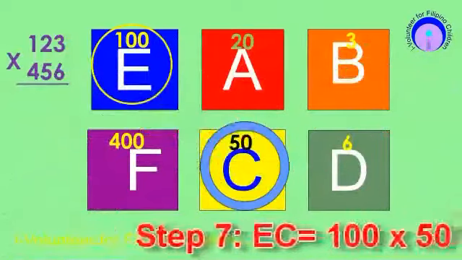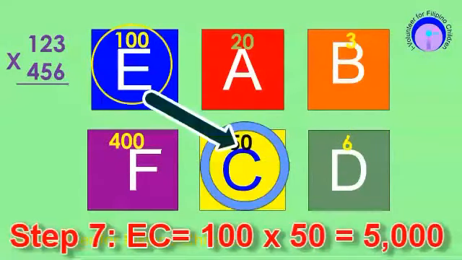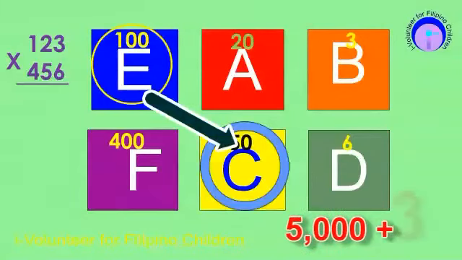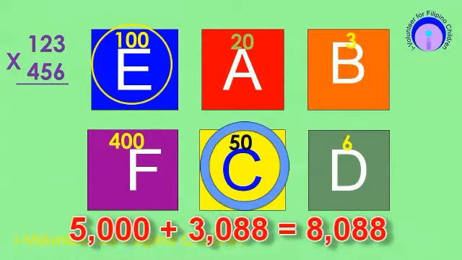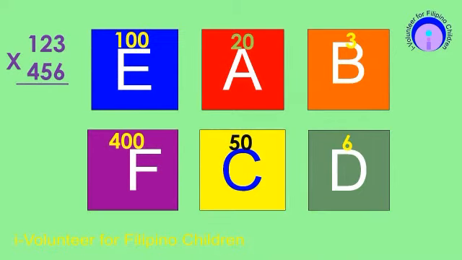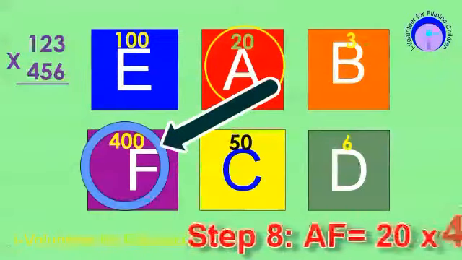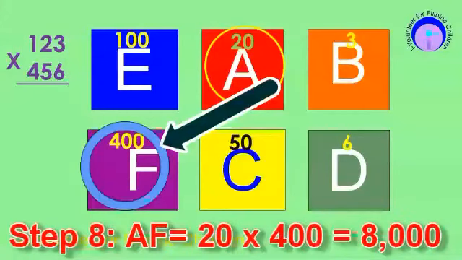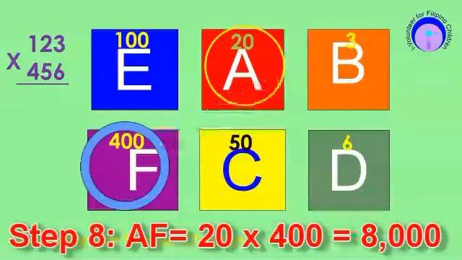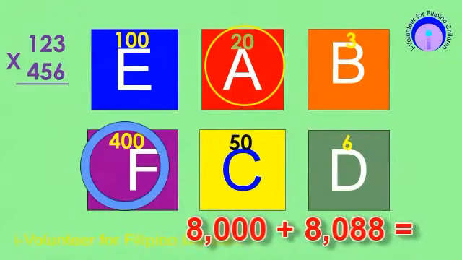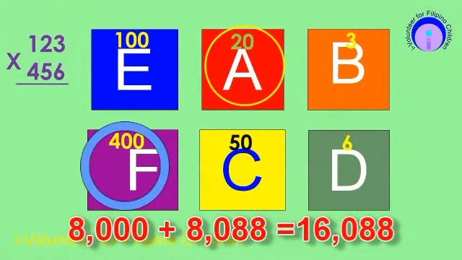Next step is finding the product of EC. 100 times 50 is equal to 5,000. 5,000 plus 3,088 is equal to 8,088. Step 8 is finding the product of A and F. 20 times 400 is equal to 8,000. 8,000 plus 8,088 is equal to 16,088.